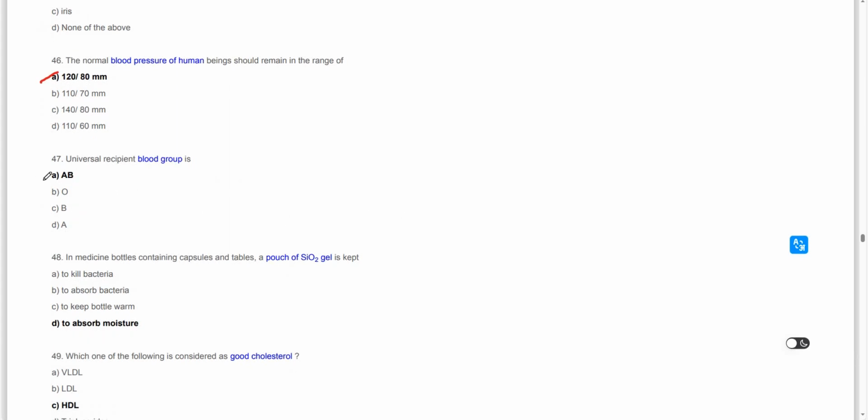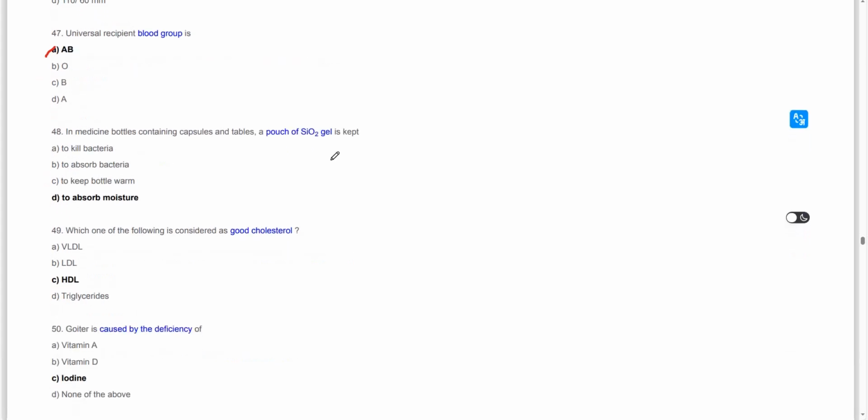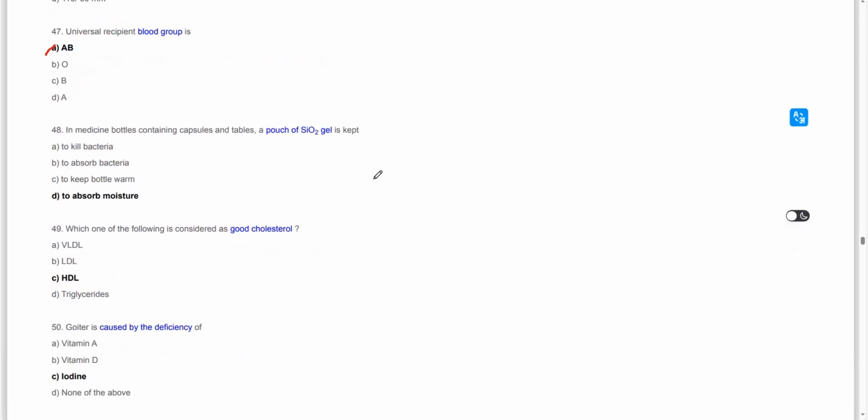Moving on, universal recipient blood group is AB. In medicine bottles containing capsules and tablets, a pouch of SiO2 gel is kept to absorb moisture. So basically, silicon dioxide, SiO2 gel, is kept as a sachet for the absorption of moisture.